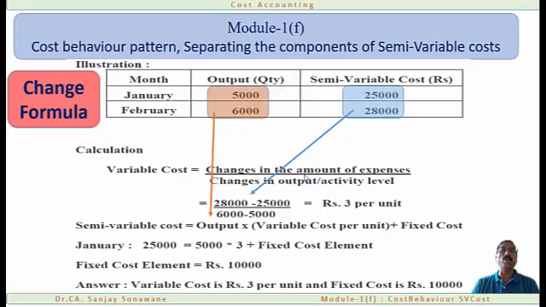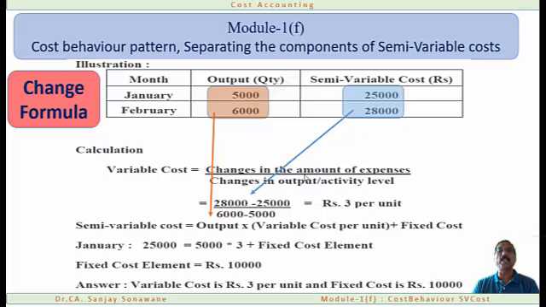Now let us take an illustration wherein, for the months of January and February, output quantity is given and semi-variable cost is also given to us. Now how is it segregated? Firstly, we will calculate the variable cost component. For that purpose, the formula is change in the amount of expenses divided by change in output activity level. Whatever the change is in output or activity level, we look at the total change in the amount of expenses.